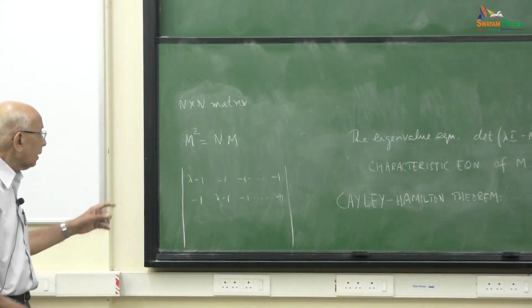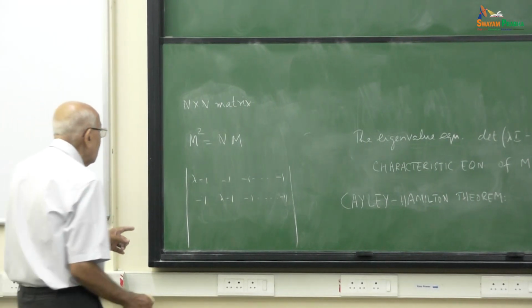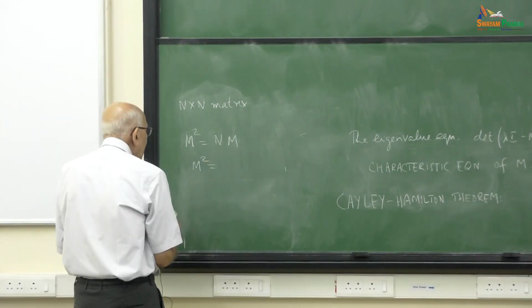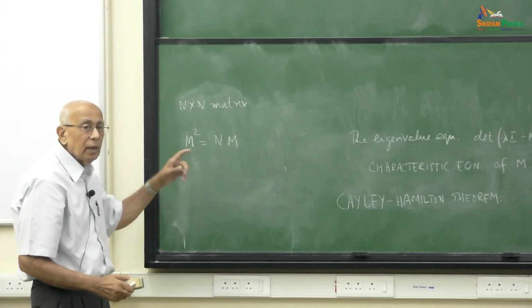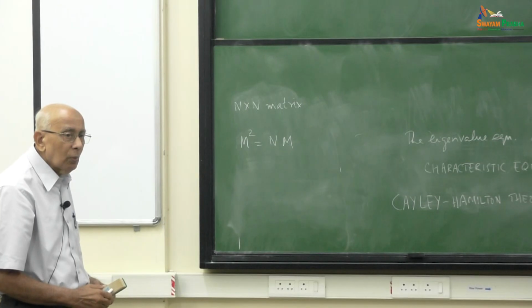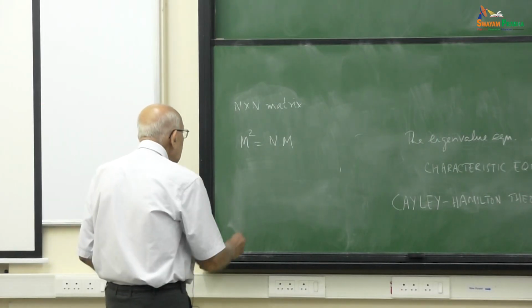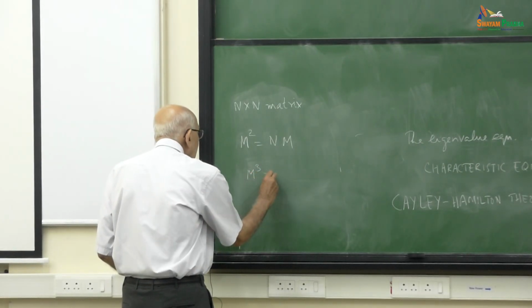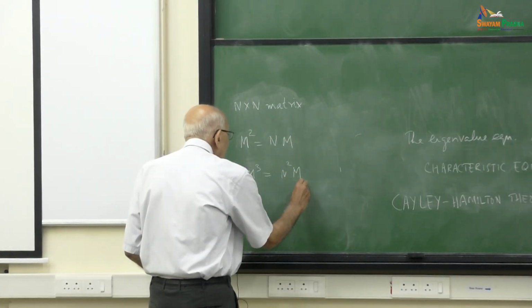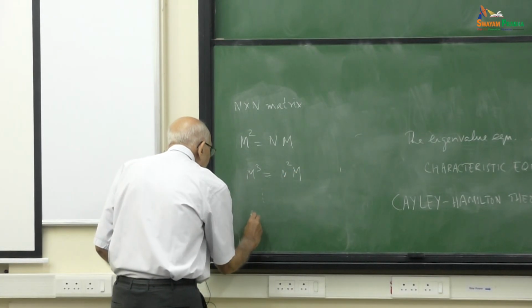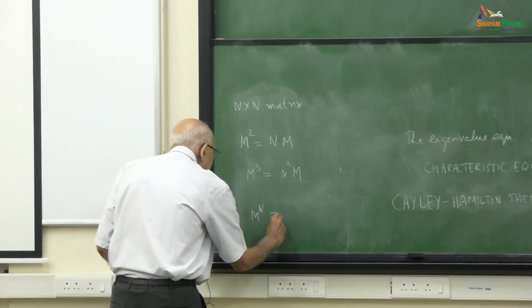Can we find the characteristic equation of this matrix in which all the elements are 1? M squared equals nM, but that's not the characteristic equation because it must be an nth order equation. What should I do? What is M cubed? What is M to the power n?